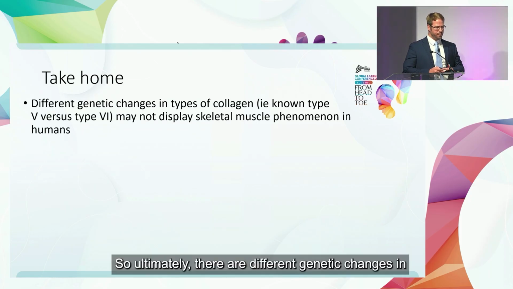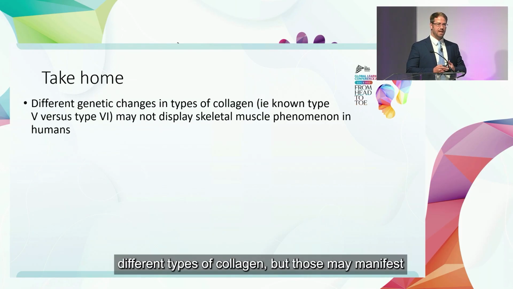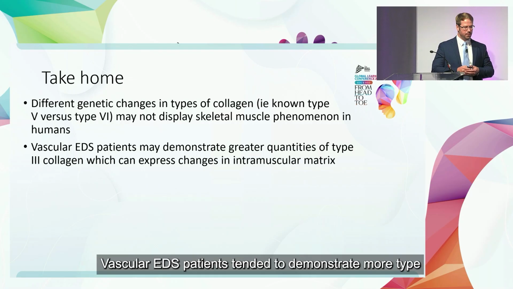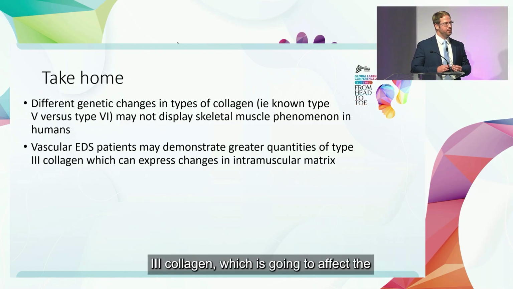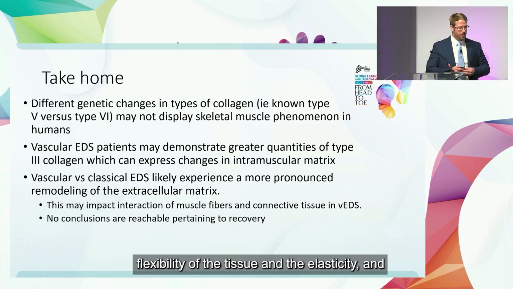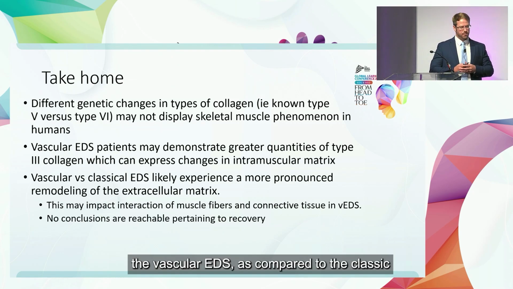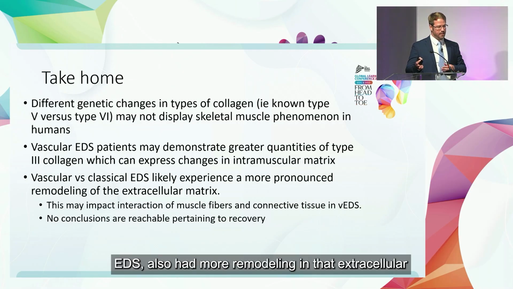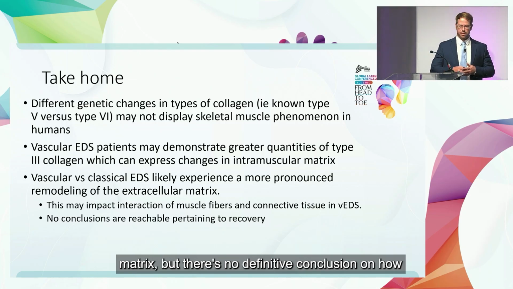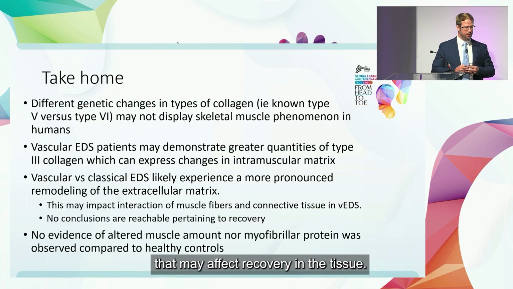Ultimately, there are different genetic changes in different types of collagen, but those may manifest themselves differently in the skeletal muscle. Vascular EDS patients tended to demonstrate more type 3 collagen, which is going to affect the flexibility of the tissue and the elasticity. The vascular EDS group, as compared to the classic EDS group, also had more remodeling in the extracellular matrix, but there's no definitive conclusion on how that may affect recovery in the tissue.